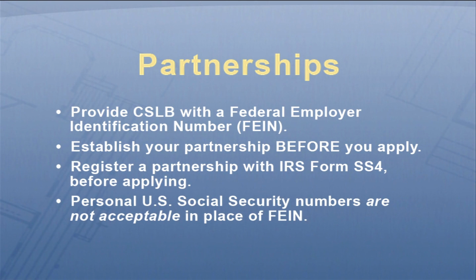If you're operating as a partnership, you'll need to provide your Federal Employer Identification Number, or FEIN. This number was assigned to you by the U.S. Internal Revenue Service, or IRS. You'll need to have your partnership established with the IRS before applying for your contractor license. To register a partnership, you'll need to complete and mail in an IRS SS4 form. You can find more information about this on the IRS website. Personal Social Security numbers are not acceptable in place of the Federal Employer Identification Number.